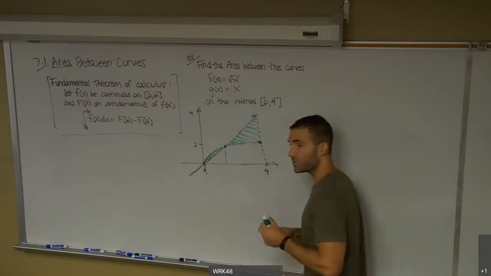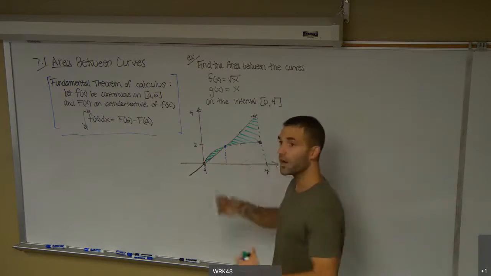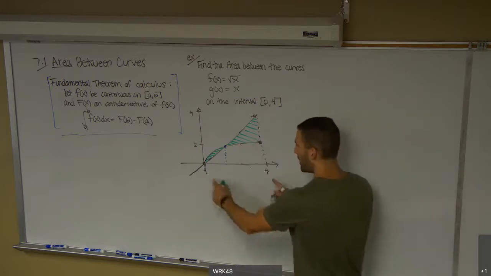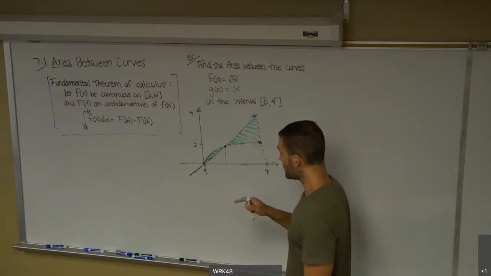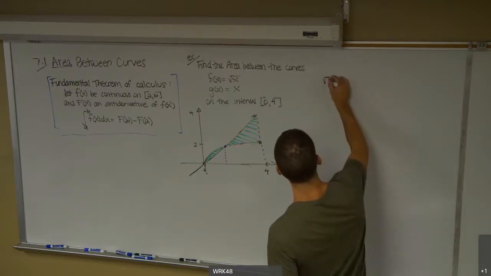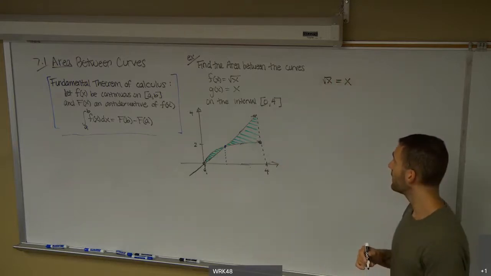How do I find this blue dot? That's just an exercise in algebra. You're asking yourself the question, where do they intersect? Remember, that was the first step. Find the bounds and the intersection points. We know the bounds. If they have any intersection points, let's see. We would do that algebraically where they're the same. And so what I will do here is I will take the square root of x and set it equal to x. Solve for x.